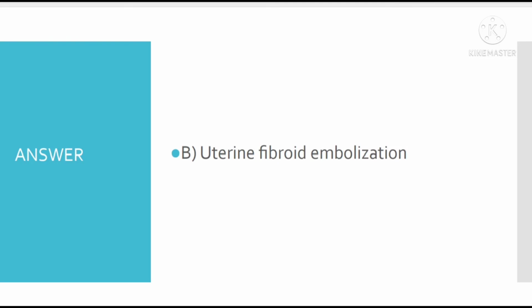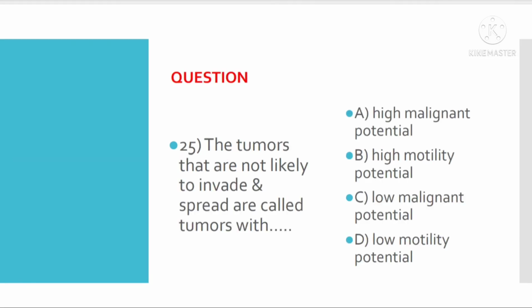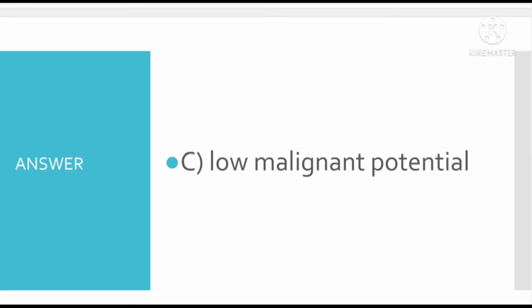Next question, question number 25. The tumors that are not likely to invade and spread are called tumors with dash. Option A high malignant potential, option B high motility potential, option C low malignant potential, and option D low motility potential. Here the correct answer: option C, low malignant potential.